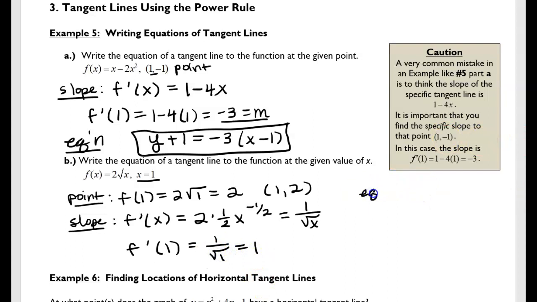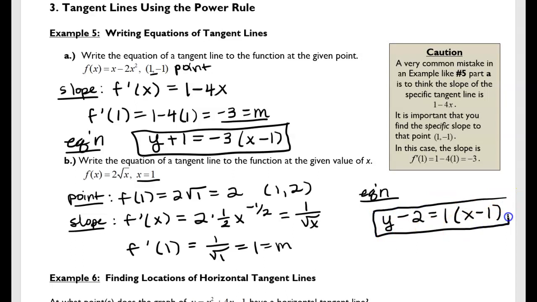Now I can write my equation, y minus my y value from this point, 2, equals my slope, which was 1, times x minus my x value, which was 1. And it's okay to leave this in point slope form unless, on a multiple choice problem, it asks you specifically, or it only has options for like slope intercept, something like that.